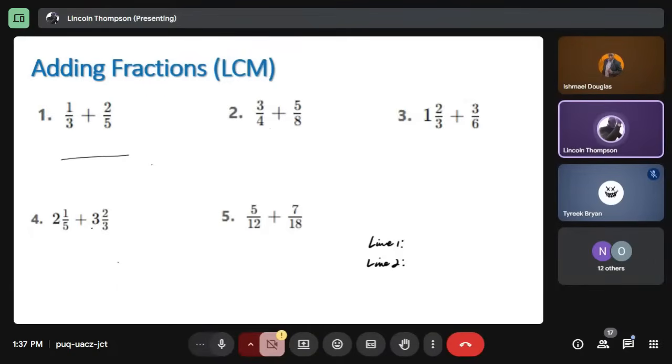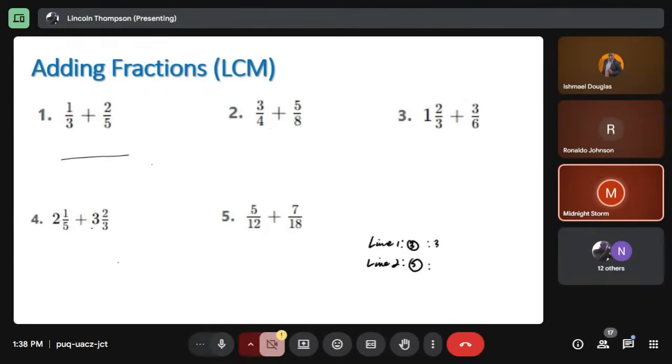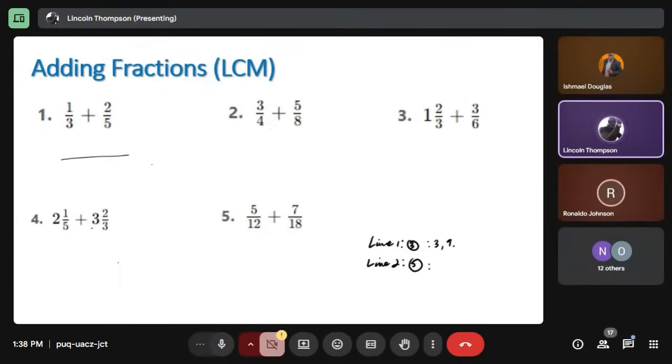So first, I want you guys to give me the multiples of 3 and 5 first. So 3 is here. So let me circle that. So 3 and 5, because those are the two denominators that we got. So give me the first 5 multiples of 3 and 5. First 5 multiples. 3, 6, 9, 12, 15. All right. 3, 6, 9, 12.